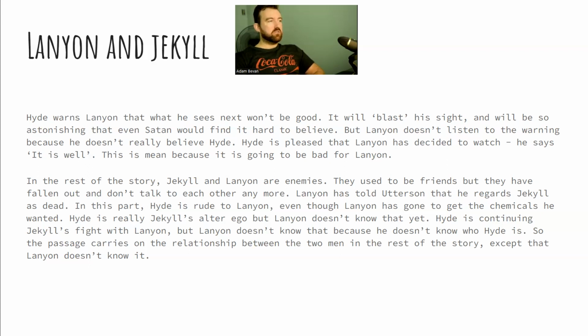So the passage carries on the relationship between the two men in the rest of the story, except that Lanyon doesn't know it. Cool. So this one here, what we've got is this sense that the student is showing a very good understanding of the relationship between the characters. So that's really good. The problem, as I've said with a lot of this essay, is that this particular essay, unfortunately, doesn't have enough quotes. So we need some more quotes. The fact that Lanyon regards Jekyll as dead, you could have analysed that. That would have been good. The quote I said about how Lanyon called Jekyll's work unscientific balderdash, that would be really good here.